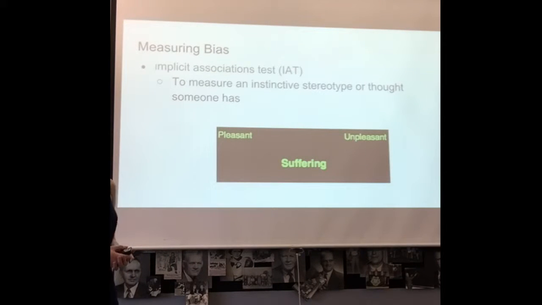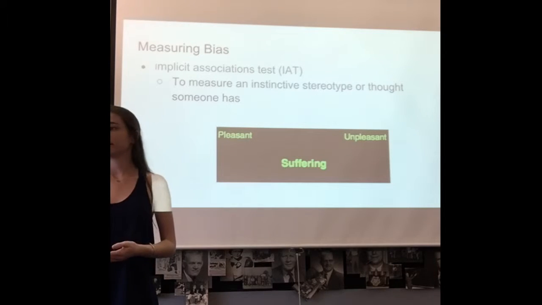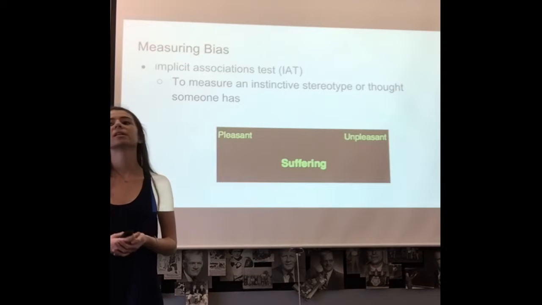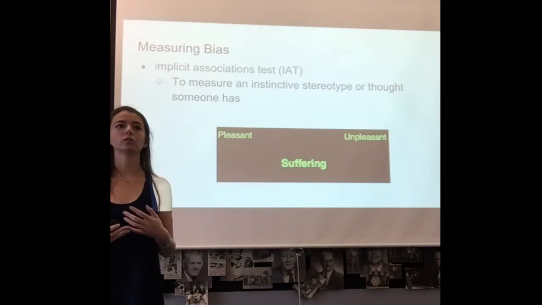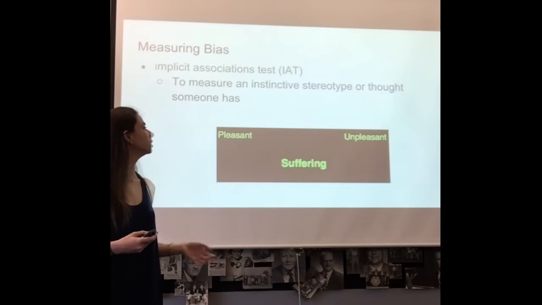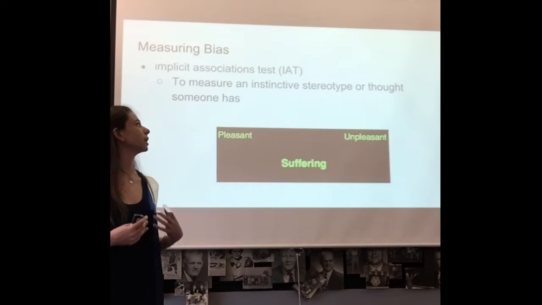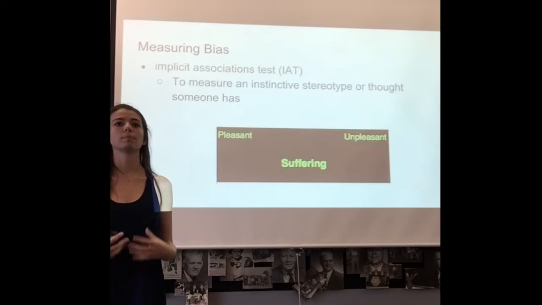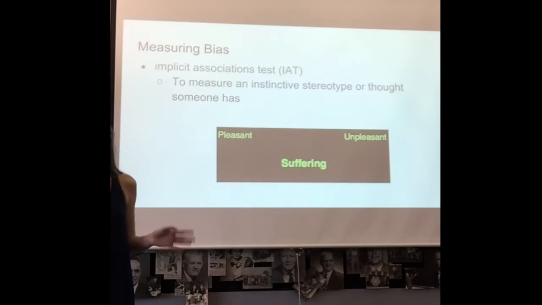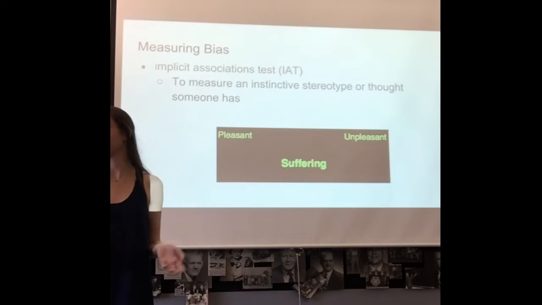The next way to study bias was an IAT, an implicit associations test. Basically, in an IAT, you're given a word and you're told to immediately categorize it without any hesitation or thought. This is meant to study an instinctive stereotype, or an implicit thought. I'm just going to give you a couple examples of an IAT. Please just answer in your heads, don't say anything out loud.